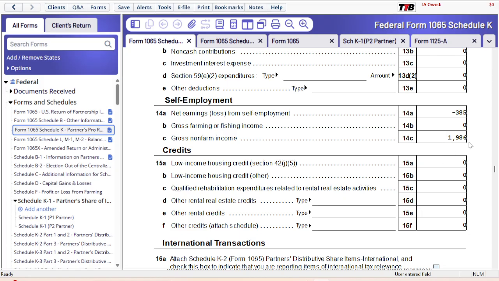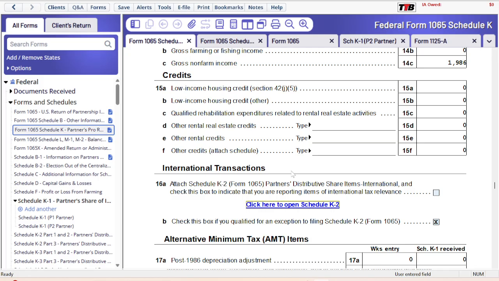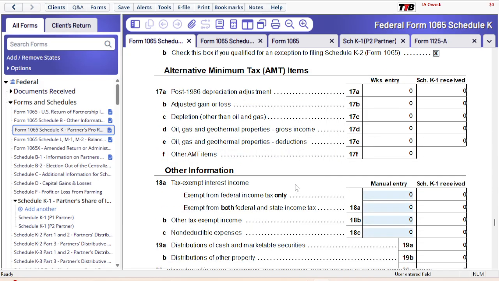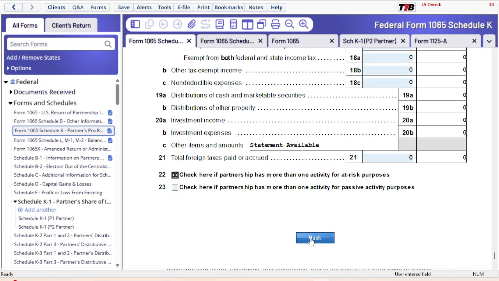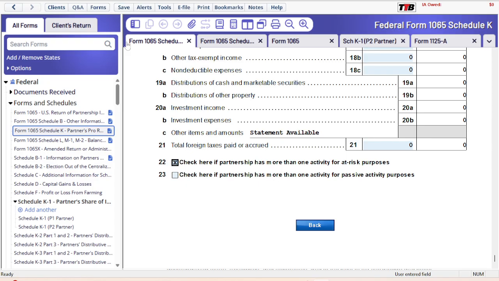That income is non-farm income, so it will show up on 14C here against our profit or loss, because there will be self-employment there. You are not paying yourself, you are not an employee. So we have self-employment information there. You have credit here, we are going to leave it blank. We have international transactions, we are going to leave that blank. And pretty much we are done here. If this partnership has more than one activity at risk, we can just check that, and we will click save, and we are done with Schedule K.